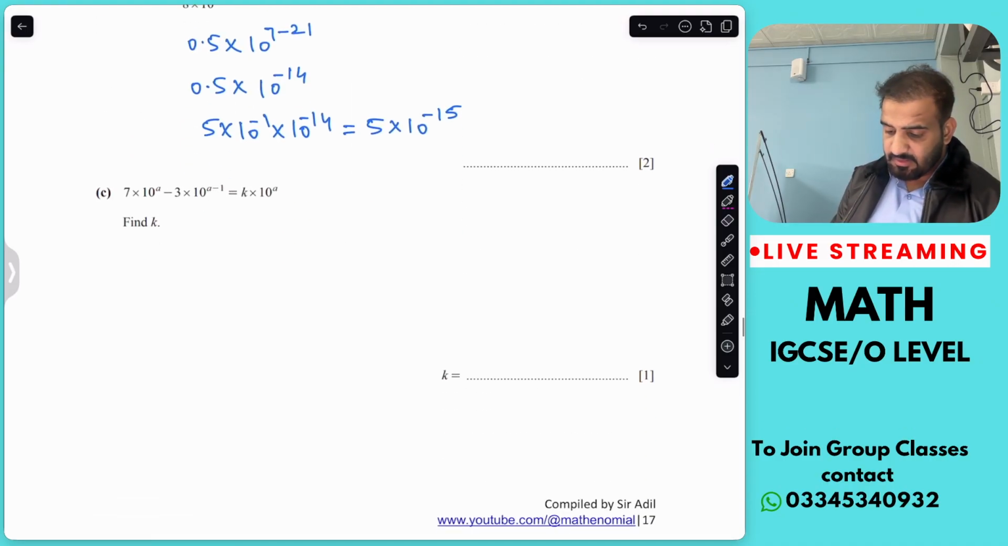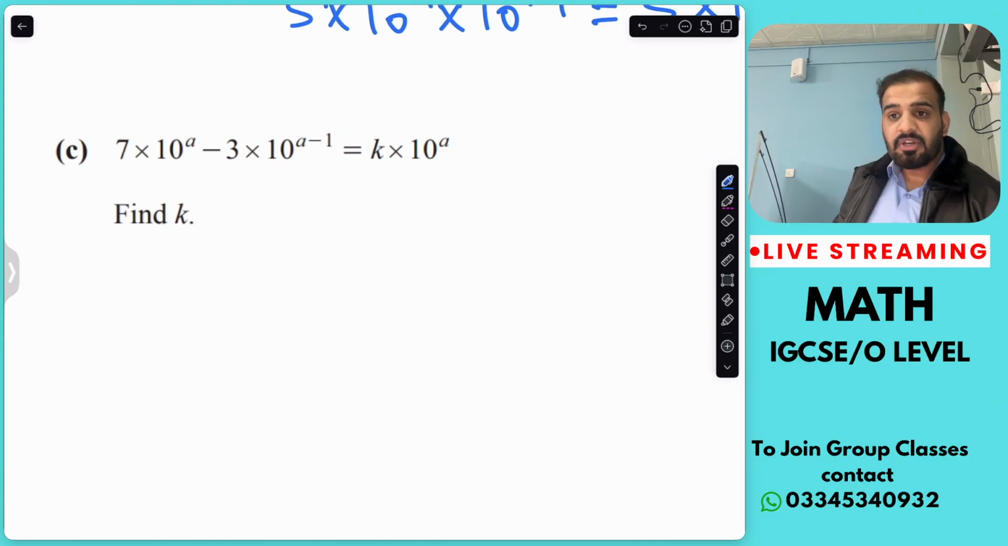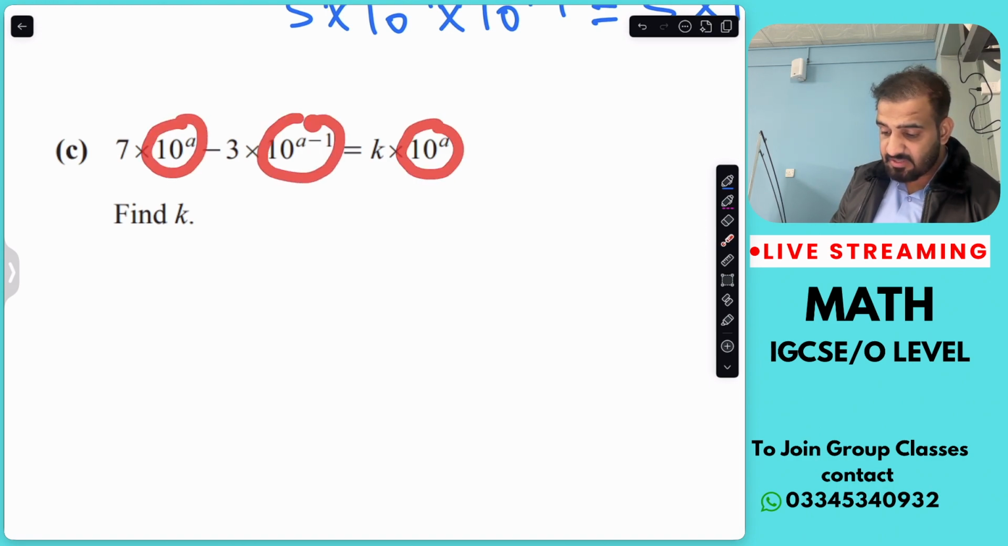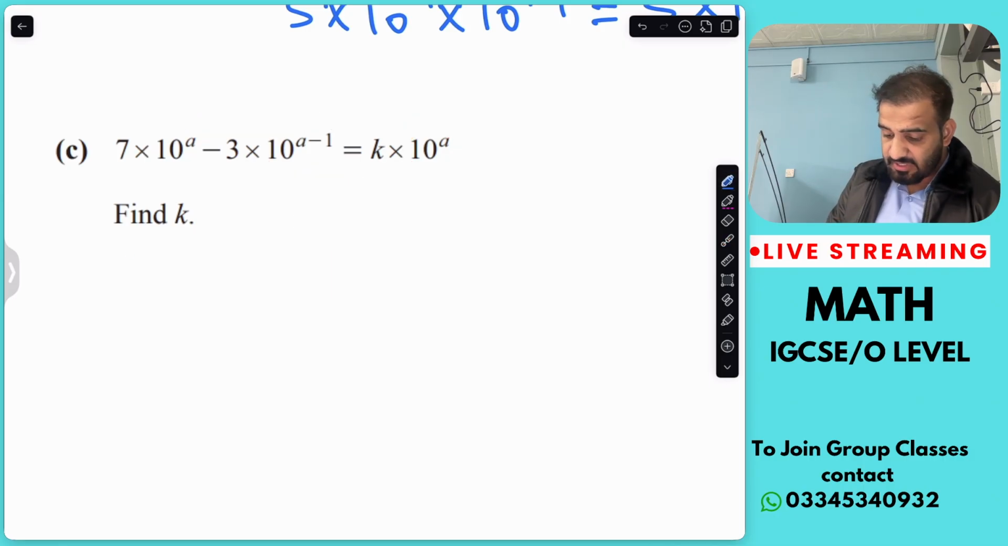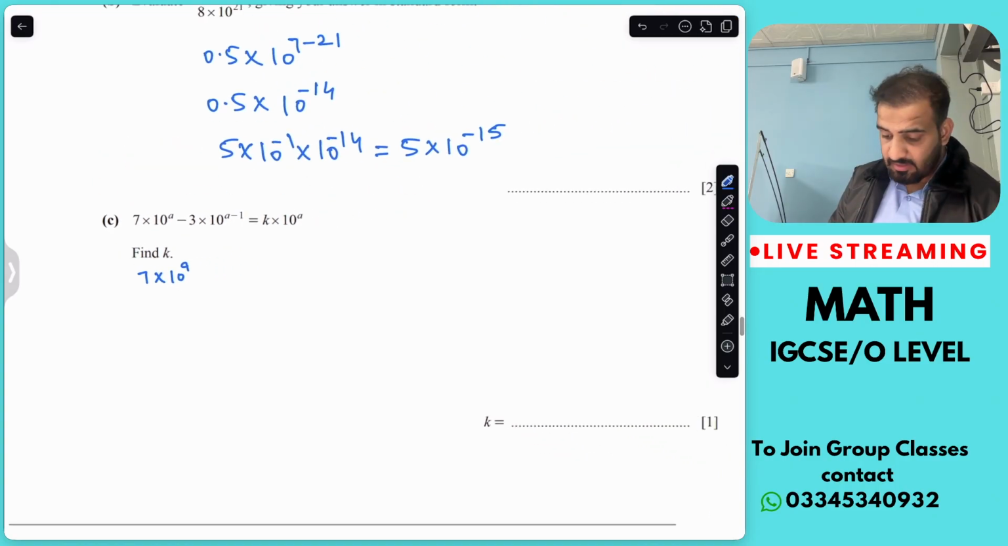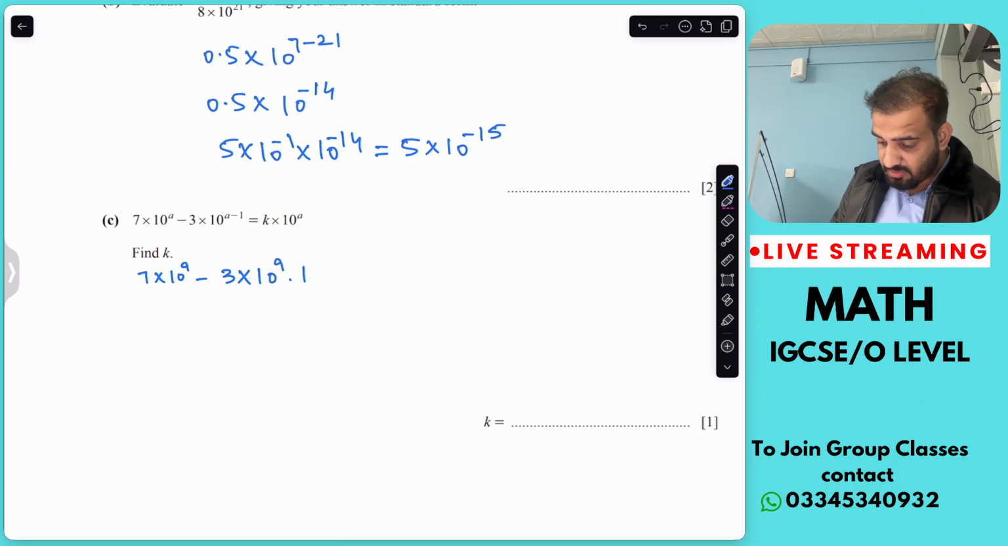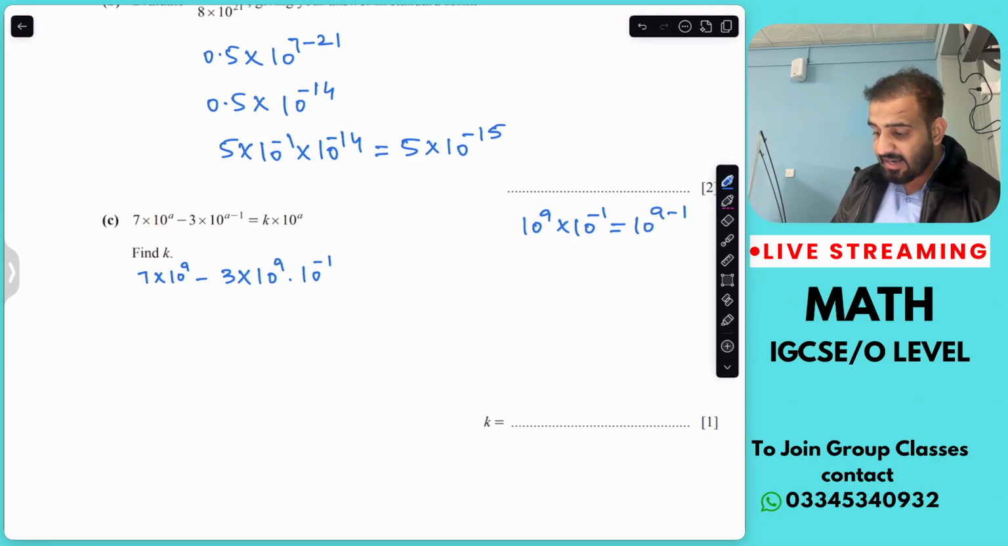That's it. Find the value of k. Now see, two standard forms are being subtracted, so you have to make the powers of 10 equal on both sides. So 10 raised to power a, 10 raised to power a. Let's make this power 10 raised to power a. So how can I do that? 7 cross 10 raised to power a as it is, minus 3 cross 10 raised to power a as it is, dot 10 raised to power minus 1. Let us split this. See, 10 raised to power a cross 10 raised to power minus 1. What is this? If you look at the bases, they are same. So you simply add both powers.